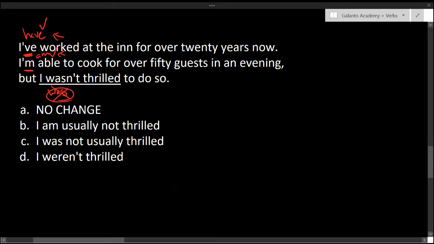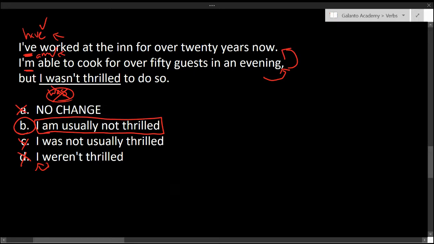So we know that no change can't work. I am usually not thrilled to do so. So this would be our right answer because was would still be in past tense, which wouldn't be correct. I weren't is especially wrong because it's past tense and doesn't agree with the subject, which is I. So I am usually not thrilled would be our best choice here. So just keep in mind that to make that decision, we were looking at the previous independent clause and the full sentence that came before it.